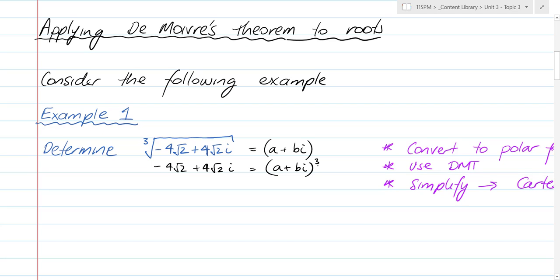And if we went beyond cubics, it would be even harder. So this process becomes unreasonable. Even with squares, it's quite an unreasonable process. The good news is that we can do this using de Moivre's theorem for any root quite easily. So let's run through this example.